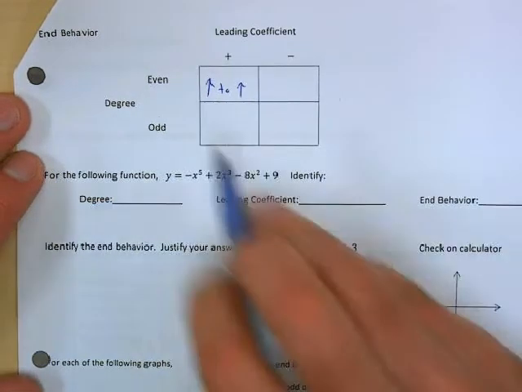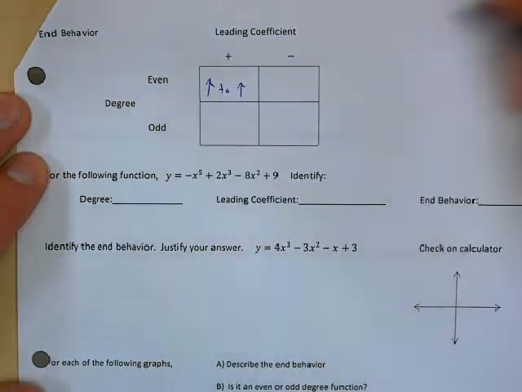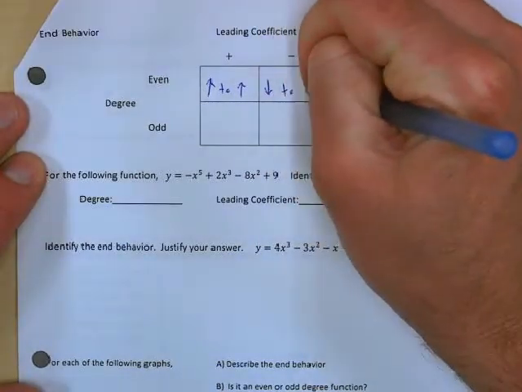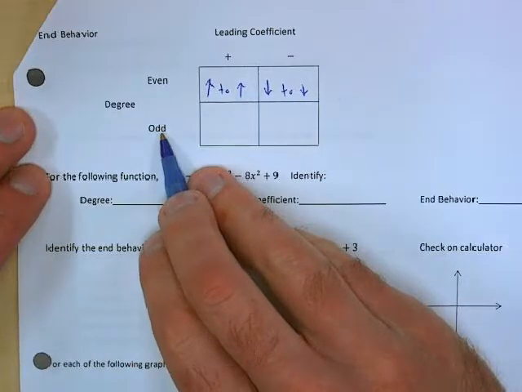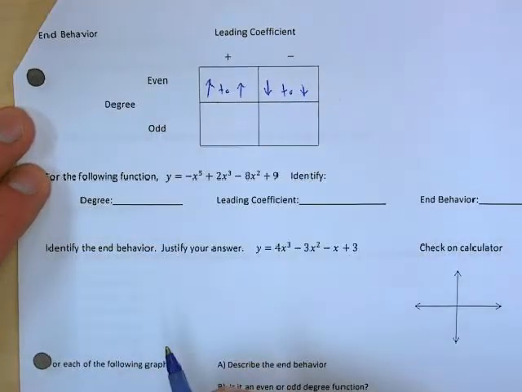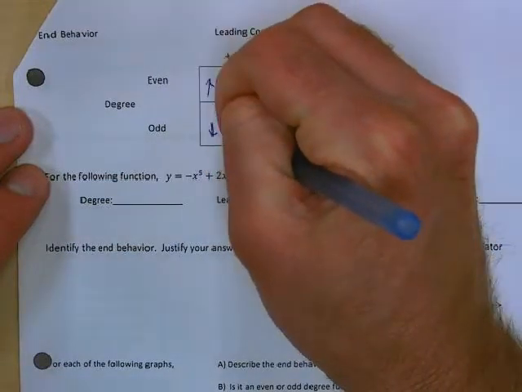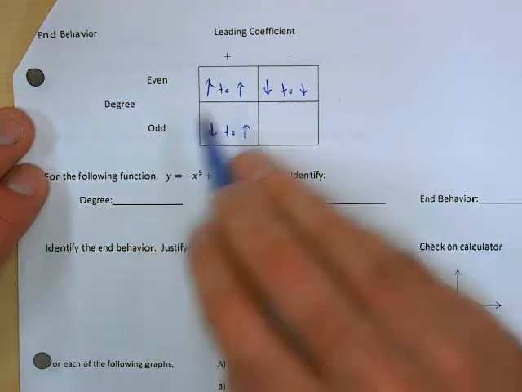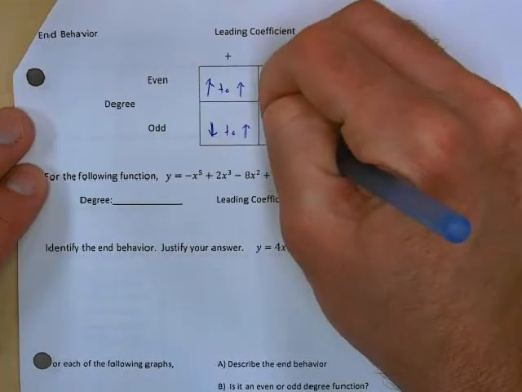What if I have a parabola with a negative leading coefficient? How's that going to open? What's my end behavior going to be? Low to low. What if it's odd? So think like a line with a positive leading coefficient. So a positive slope, it's going to go low to high. And if my line has a negative slope, that's going downhill, it's going to go from high to low.